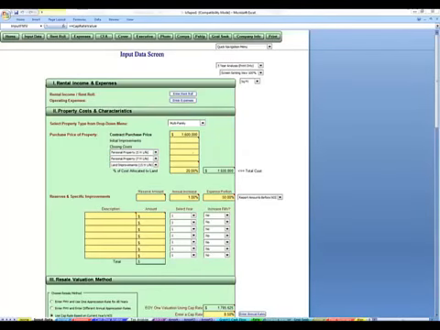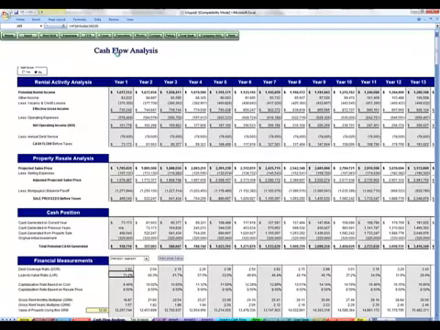Okay, now here's where the rubber meets the road. This is where it starts to get fun. You put all the raw information in as you've got it. You've tried to figure out the purchase price, and now you're going to see whether this deal is actually a deal or not. So what we do here is you now jump over to the CFA, the cash flow analysis.